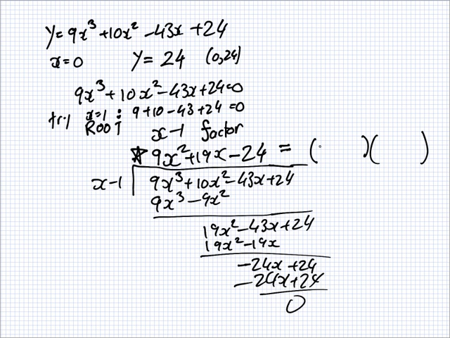8 over 9. Hang on, 8 over 9, so that would be 9x minus 8. And the other one? Minus 3, so x plus 3 then. Okay, so your two factors anyways are 8 over 9 and minus 3.